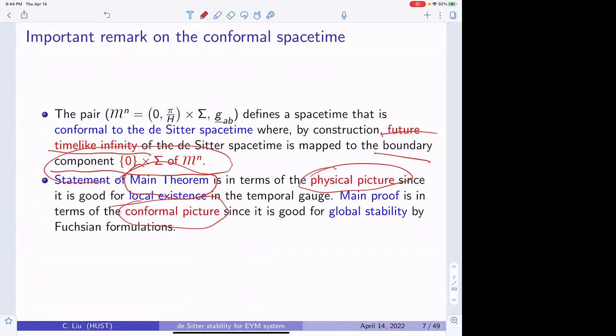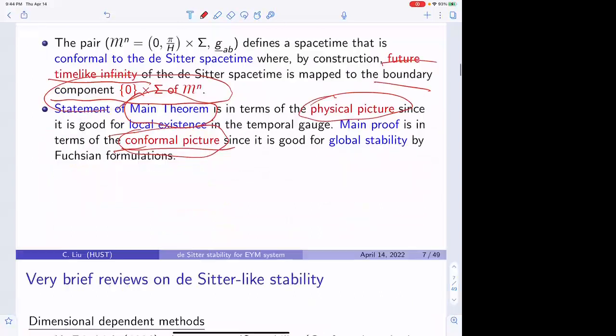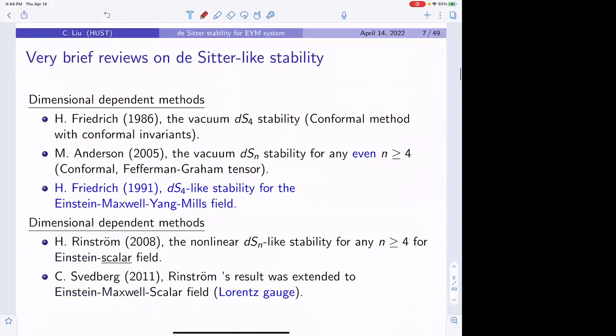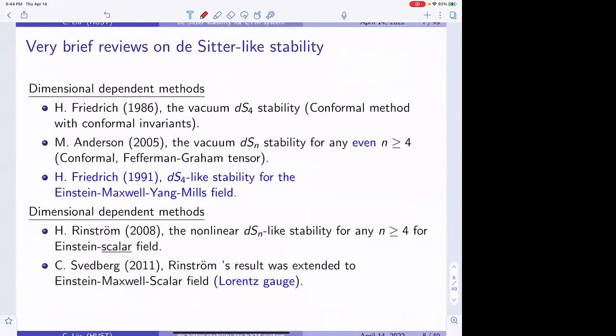Okay, I will continue. In our main proof, we will use a conformal picture, and all the variables we use are conformal variables. Someone may ask why we don't describe our main theorem by the conformal variables. The reason is based on our proof. I will explain later.